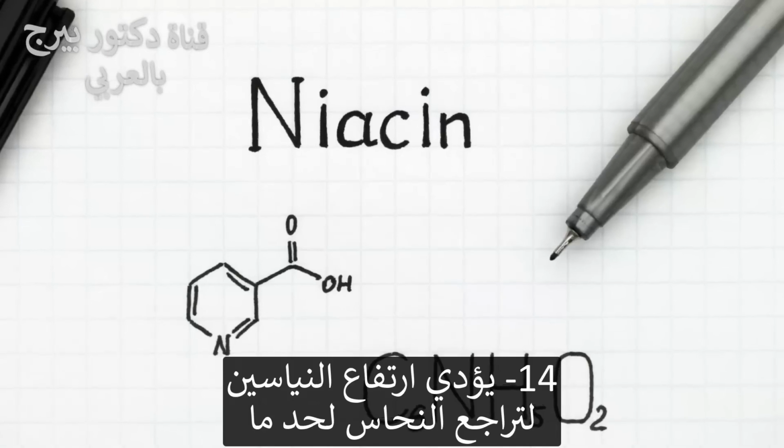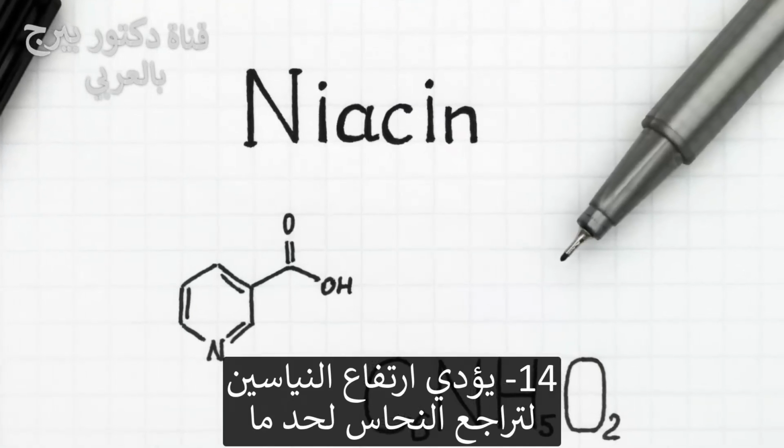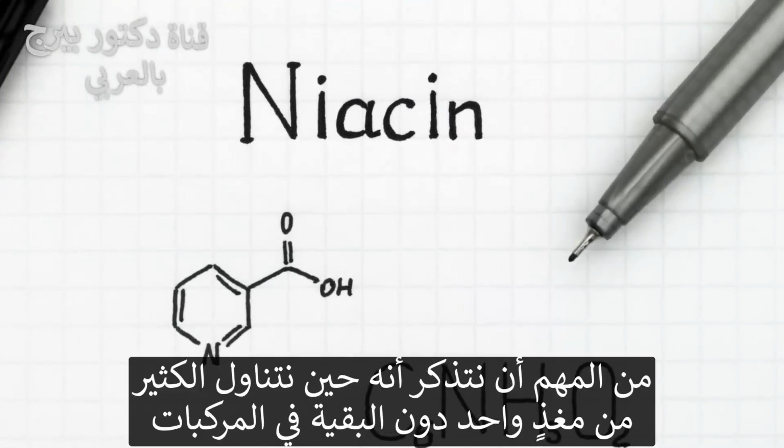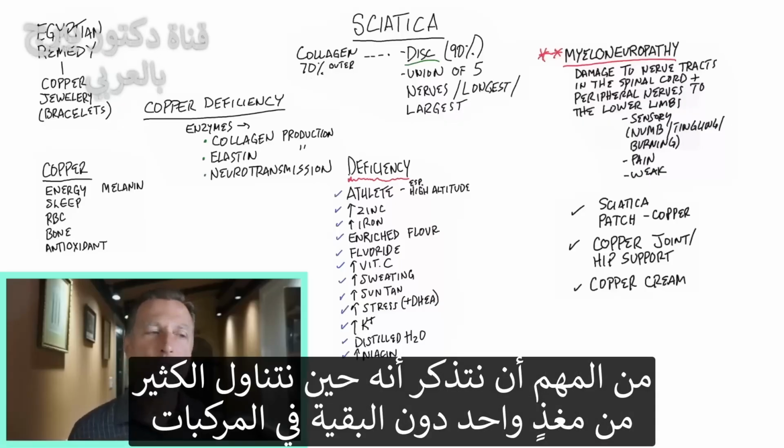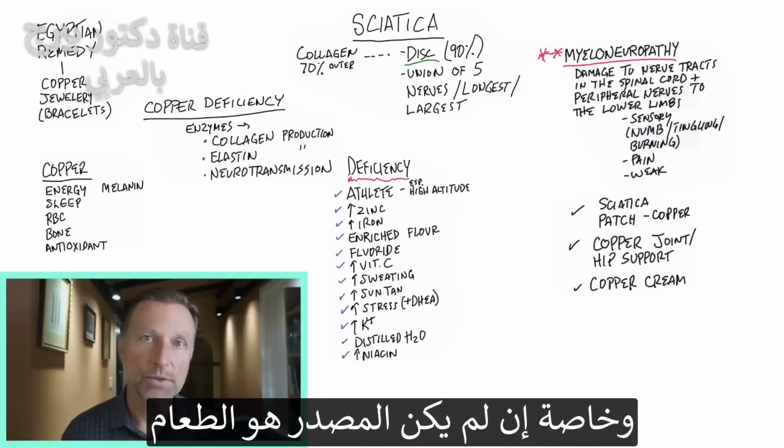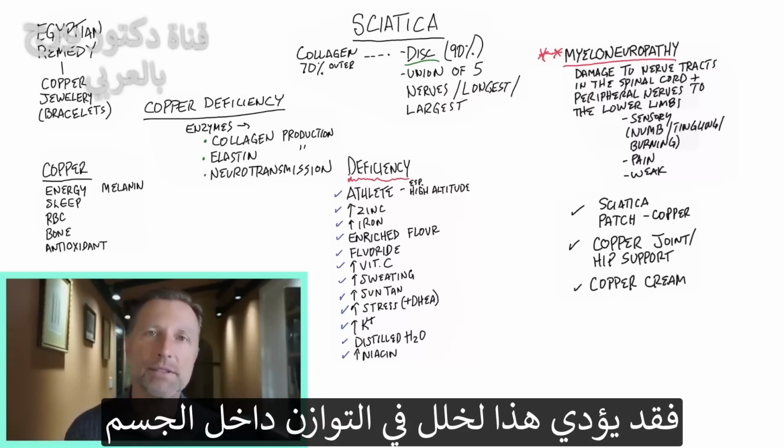Also, high levels of niacin can deplete copper to a certain degree. So as I'm going through these, it's just an important thing to remember: anytime you take a lot of one nutrient without the others in the complexes, especially if you're not getting food sources, you can create imbalances.